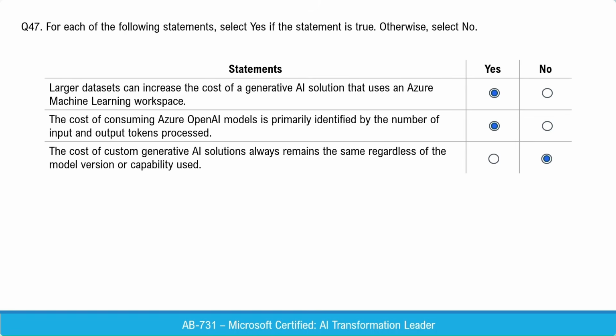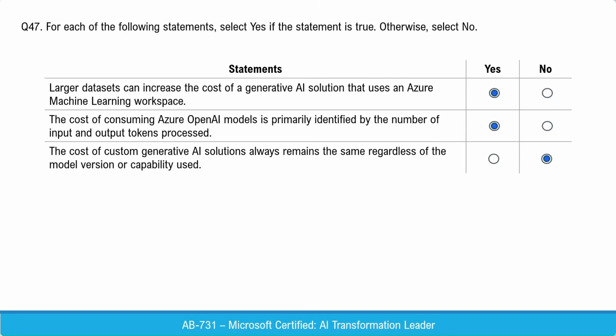Statement 2 says the cost of consuming Azure OpenAI models is primarily identified by the number of input and output tokens processed. This is also correct. Yes, Azure OpenAI pricing is indeed based on tokens. Tokens represent pieces of text, and both the input you send to the model and the output it generates consume tokens. So the longer your prompts and responses, the higher the cost. This is why efficient prompt design is of utmost importance.